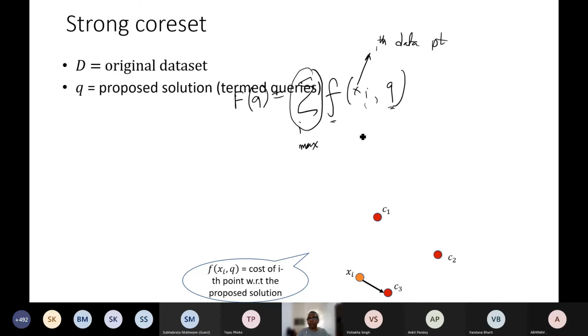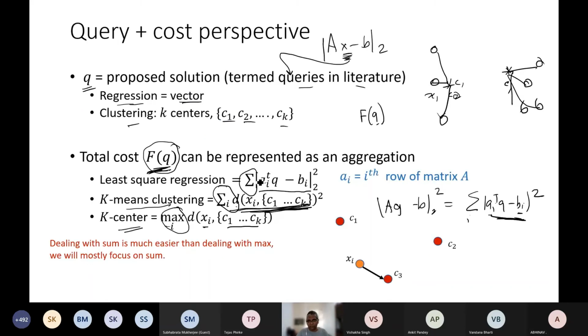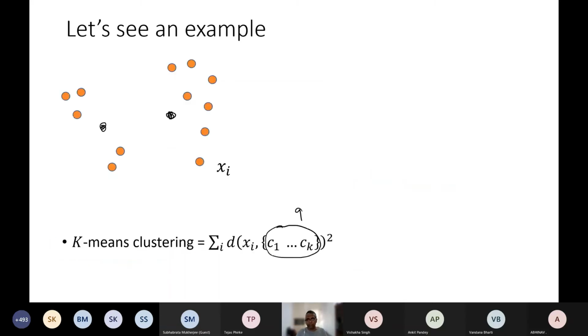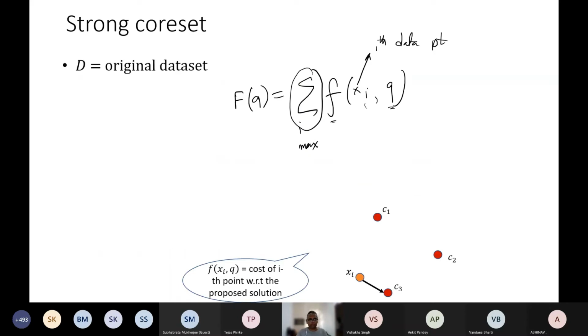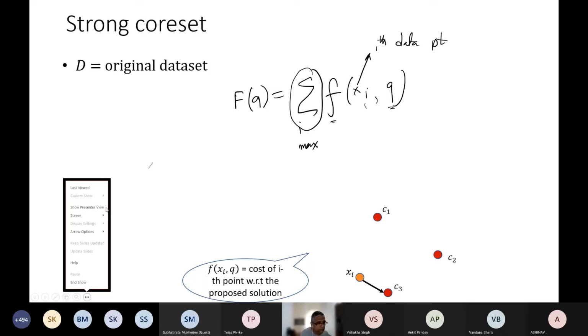Now, what is a strong coreset? Here we are combining by sum, here by sum, and here by max. Here the function f that we're talking about is AI transpose, B minus Q. This is the function f of AI, BI, Q. This is the loss function, basically the loss function for the ith point. So now, what is the definition of a strong coreset? Let me erase this.